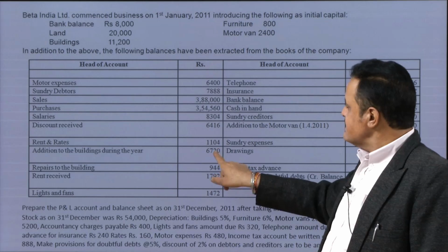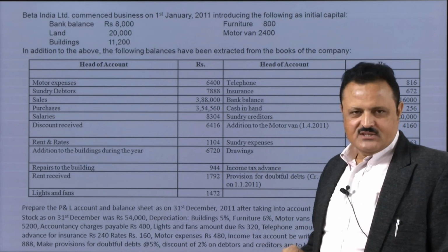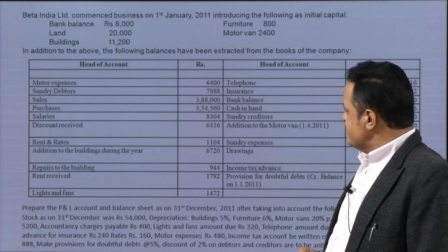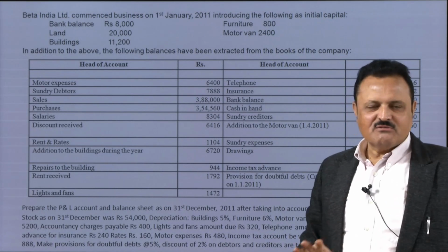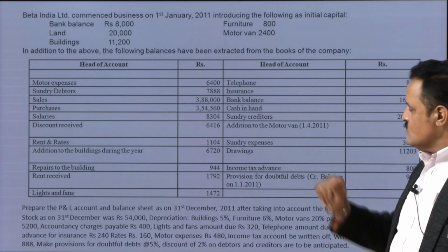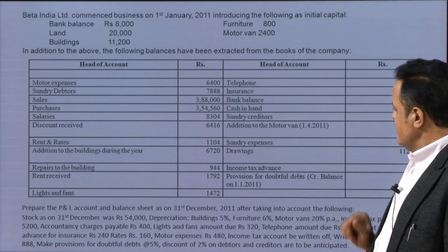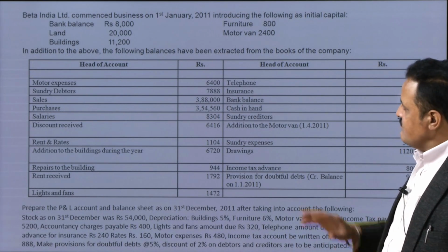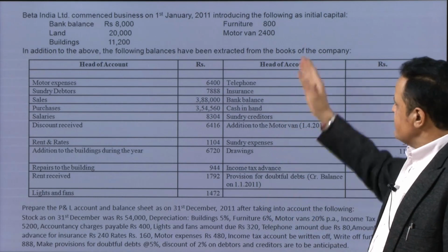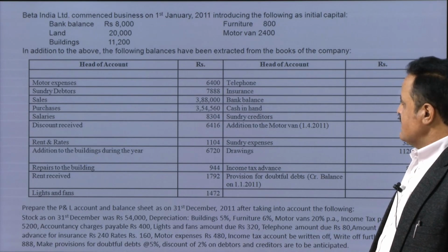It means now the buildings are 11,200 plus 6,720. So this total amount is 17,920 worth of buildings by the end of the year 2011. This is going to be the closing balance. Then we have the furniture. Furniture has not been added further, and no further furniture has been purchased or sold. So we will be taking the balance of the furniture as 800 rupees and no change is expected there.